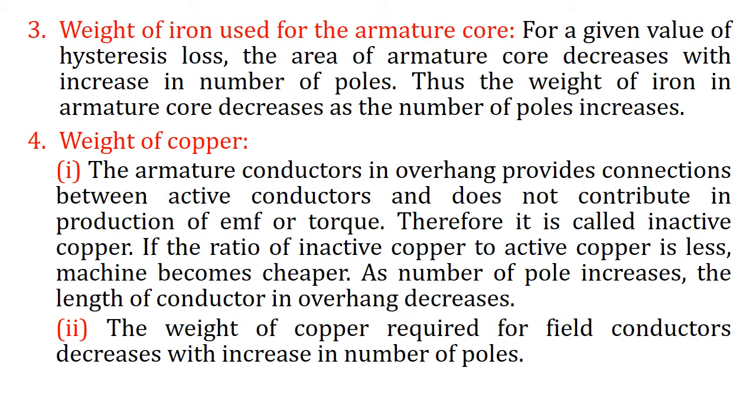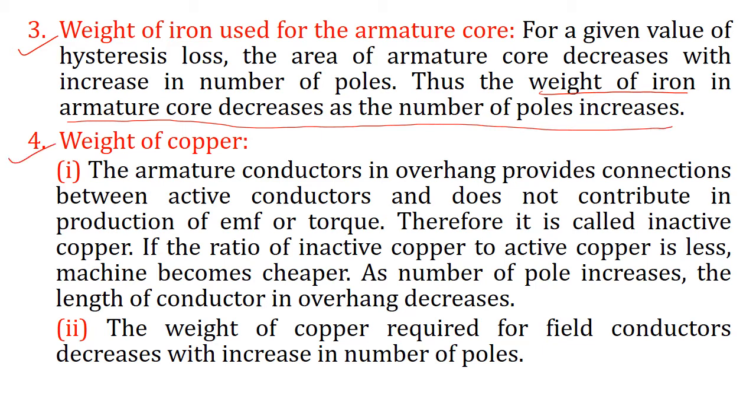Next is weight of iron used for armature core. For a given value of hysteresis loss, the area of armature core decreases with increase in number of poles. That means if you increase the number of poles, the area of armature core decreases. That means the weight of iron in armature core decreases as the number of poles increases.